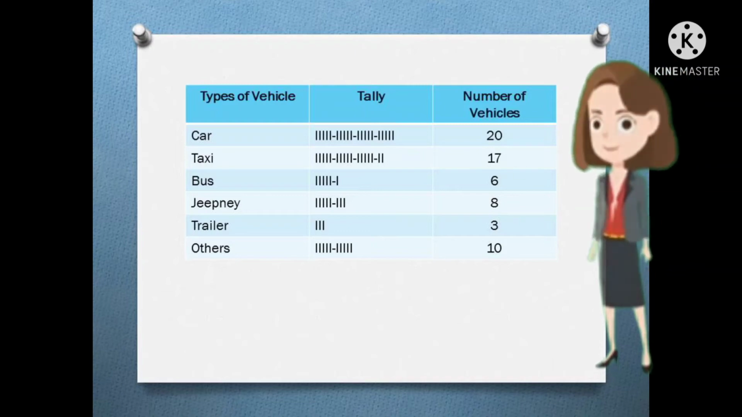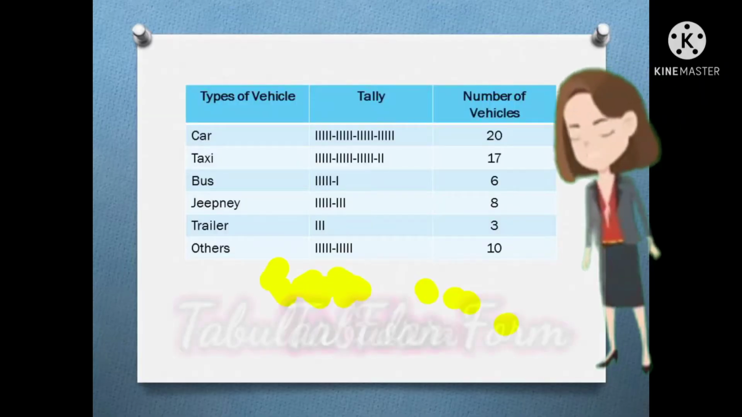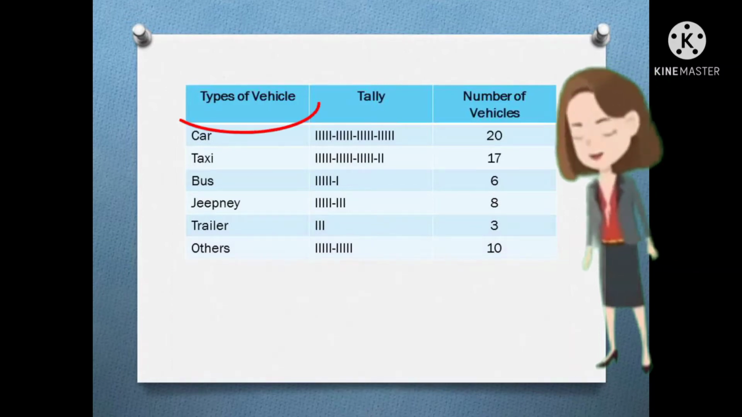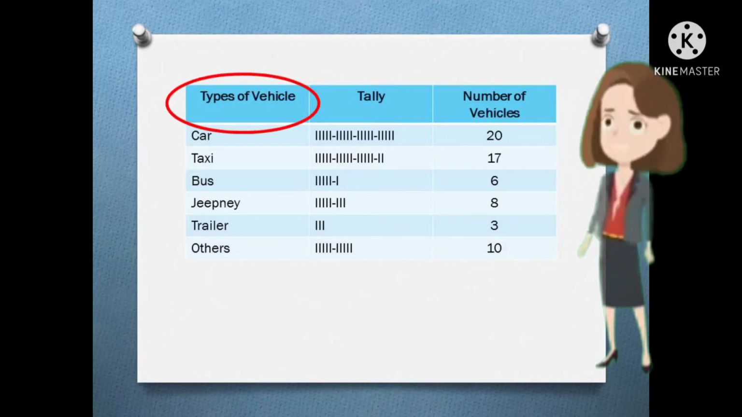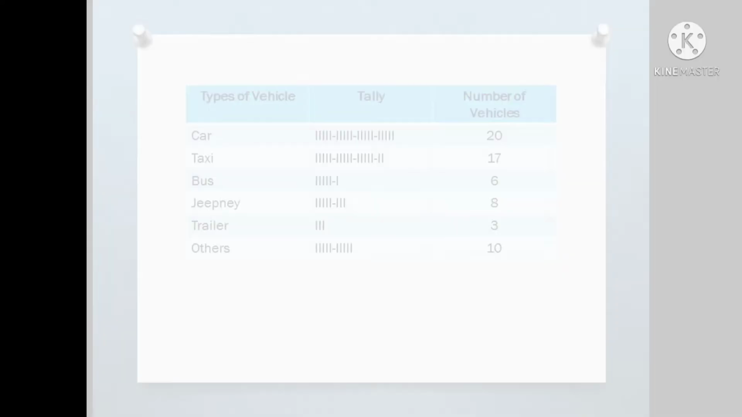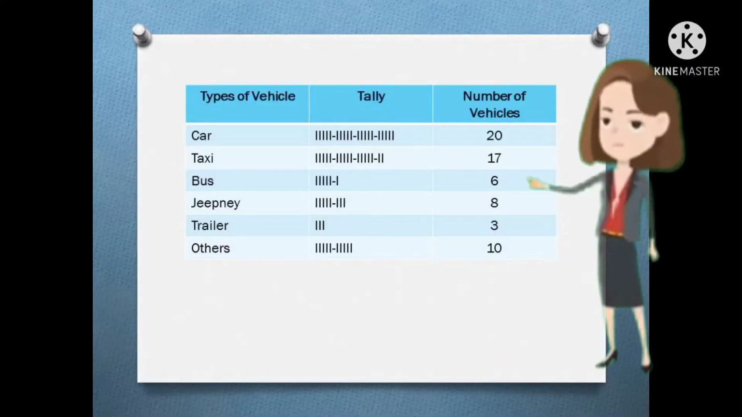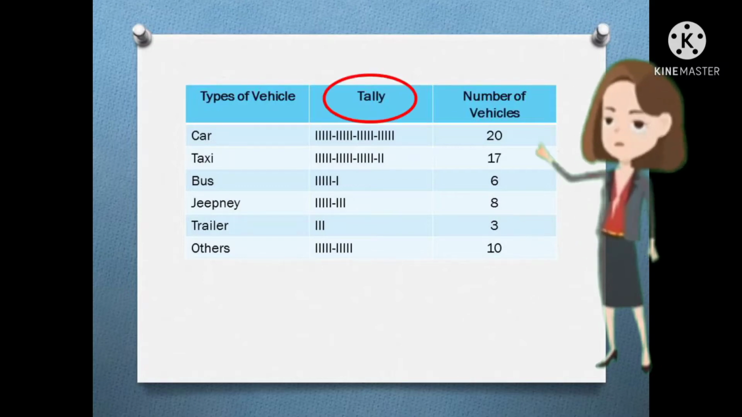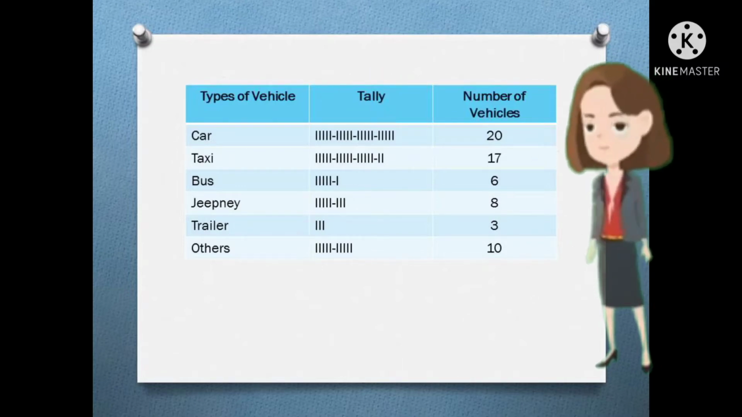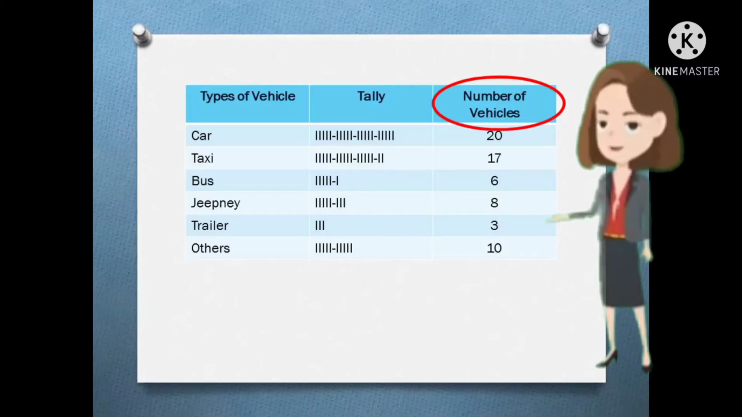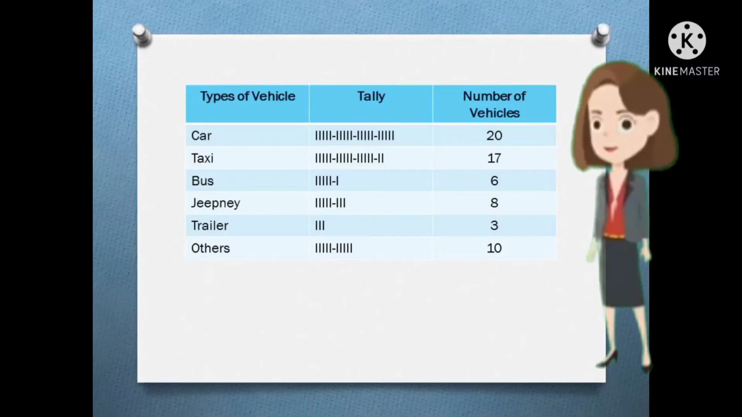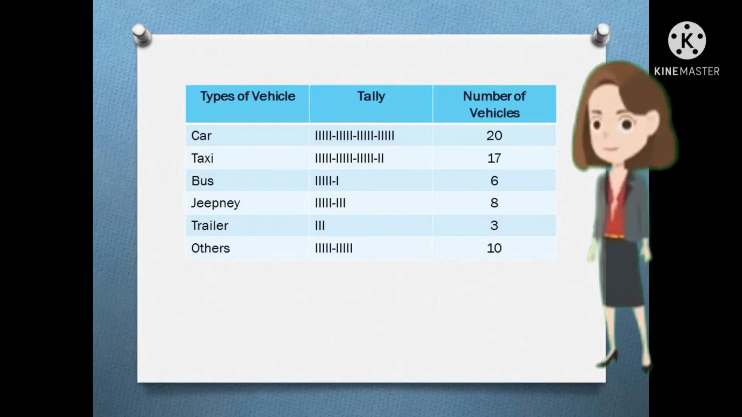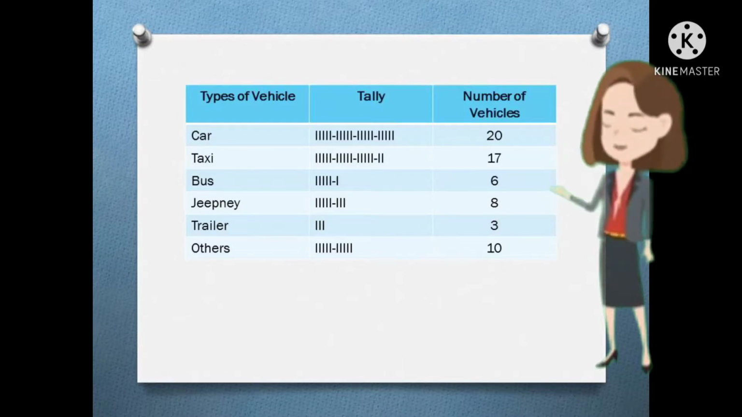So, he organized his data in tabular form. On the first column are the types of vehicles, namely car, taxi, bus, jeepney, trailer, and others. On the second column is the tally of each vehicle. And on the last column is the number of vehicles. For example, there were 20 cars that passed by this road within 20 minutes.